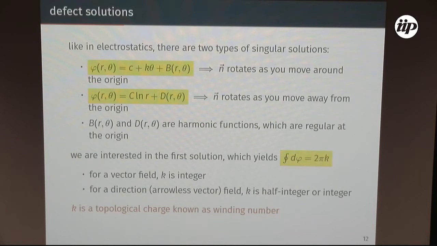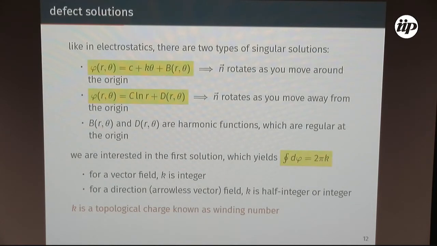So if we look for singular solutions, there are two kinds, like in electromagnetism. In this one, n rotates as you move around. In this one, n rotates as you move away from the origin. B and D are harmonic functions. I don't care about them, so just forget about this. So I'm interested in particular in these solutions, which give an integral like this. So if I forget this part, this is just a constant.